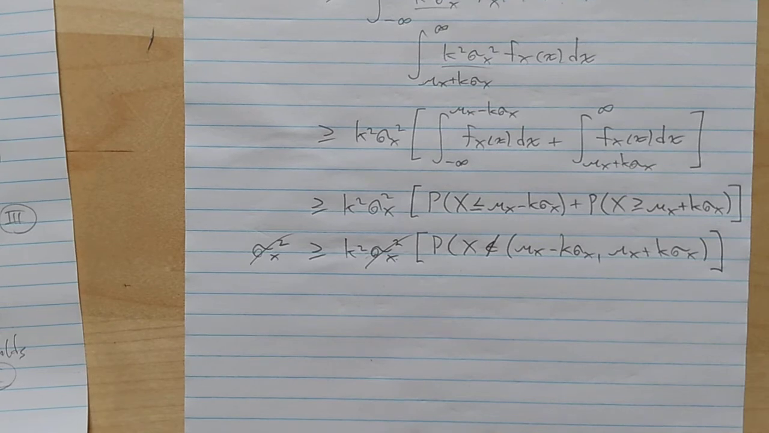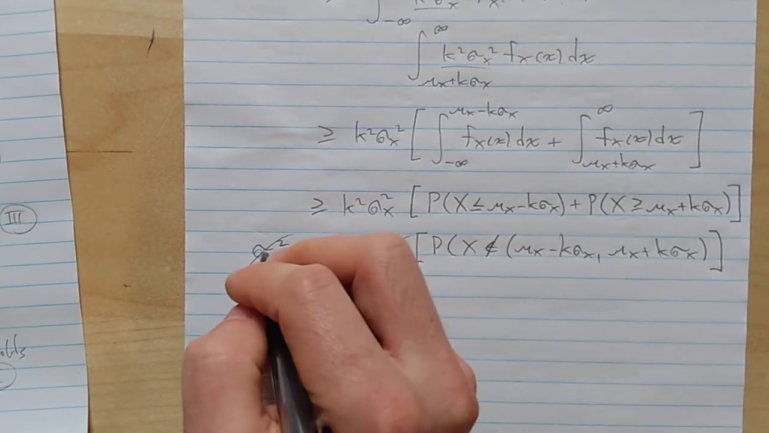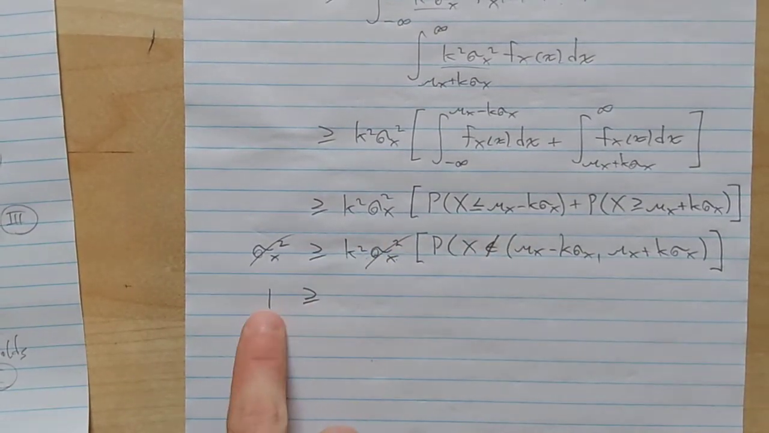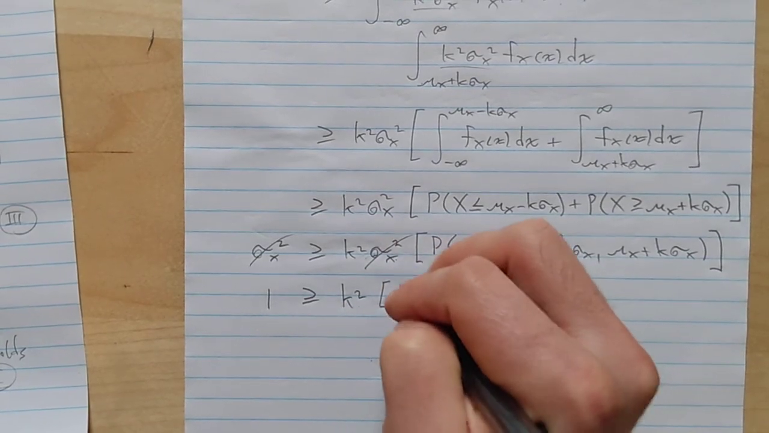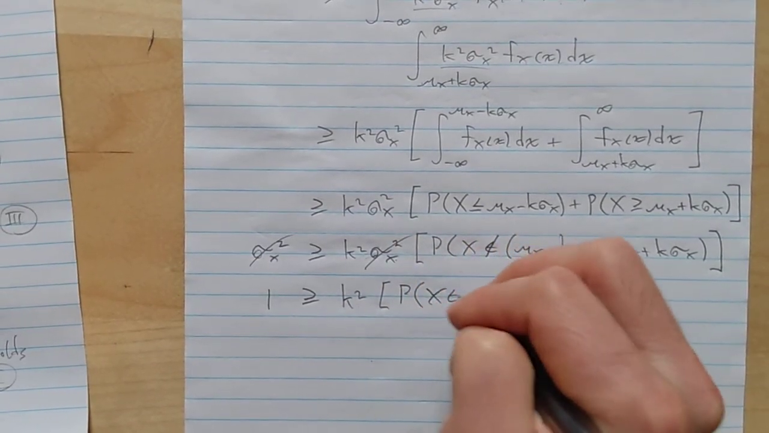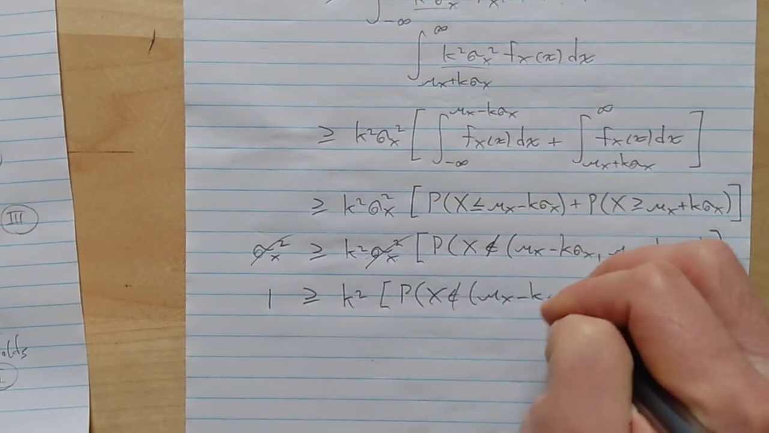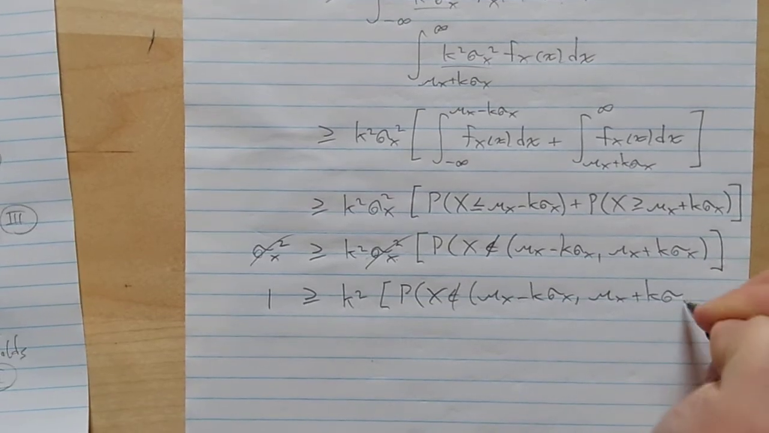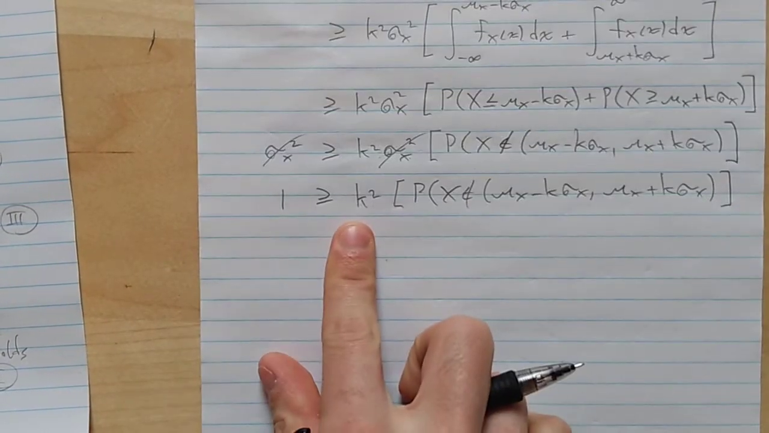So after all that, what do we have? We have that 1, because I divided the variance on the side by the variance. Divided something by itself, I get 1. It's less than or equal to k squared times the probability x is not inside this interval. Okay, and so now we're basically done.